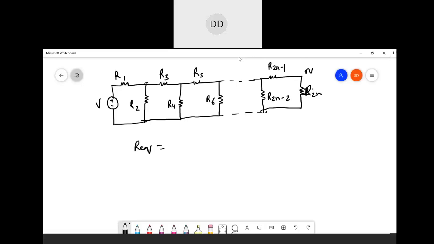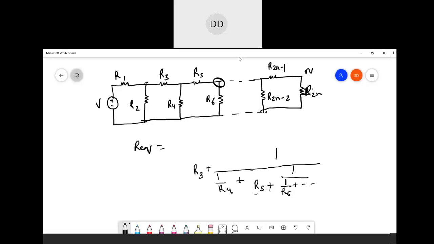Only till R6, let's start here somewhere: 1 divided by 1 by R6, plus the network that is following. This network can be added in series because R5 is in series with a parallel combination. Similarly, this network again is in parallel with what you just wrote down, so this whole combination is again in parallel with 1 by R4. So you can write 1 by R4 plus the entire network till here, which is in series with R3.